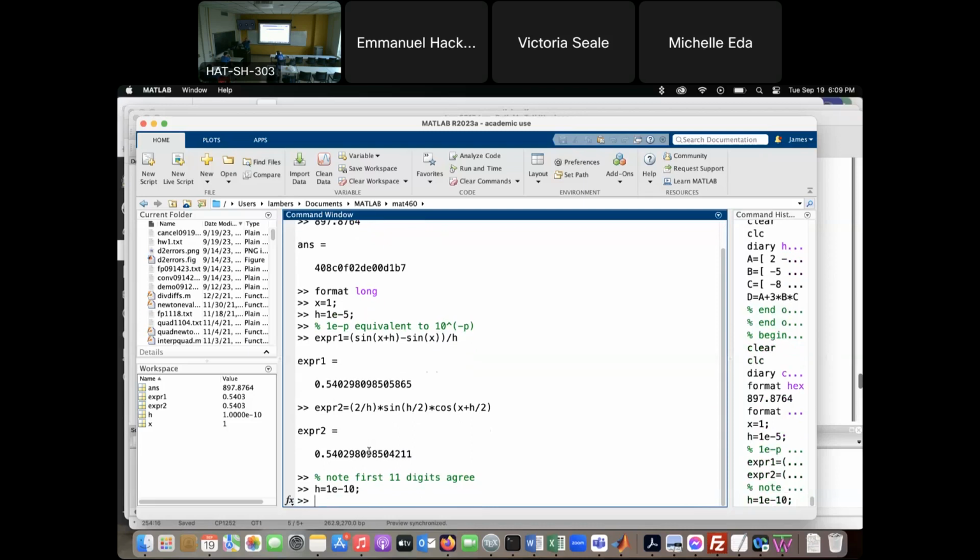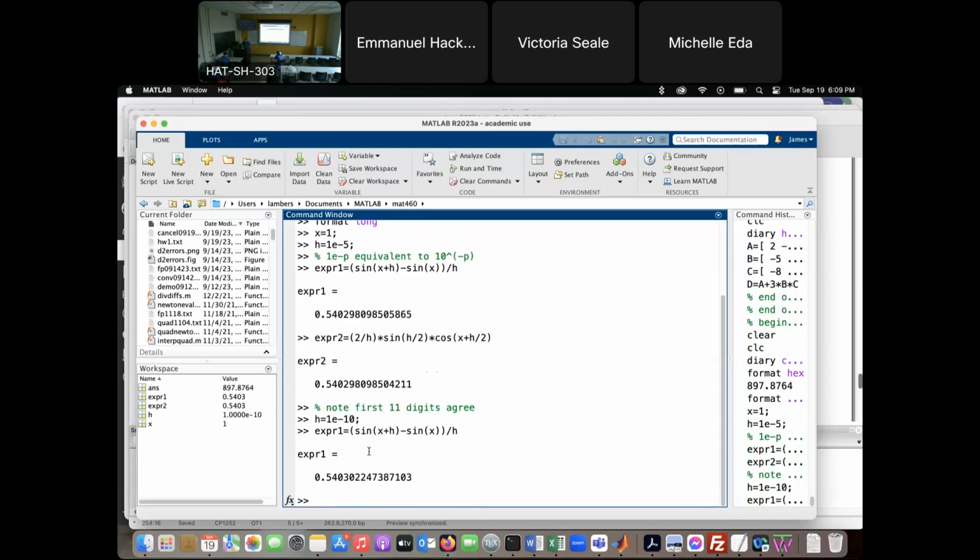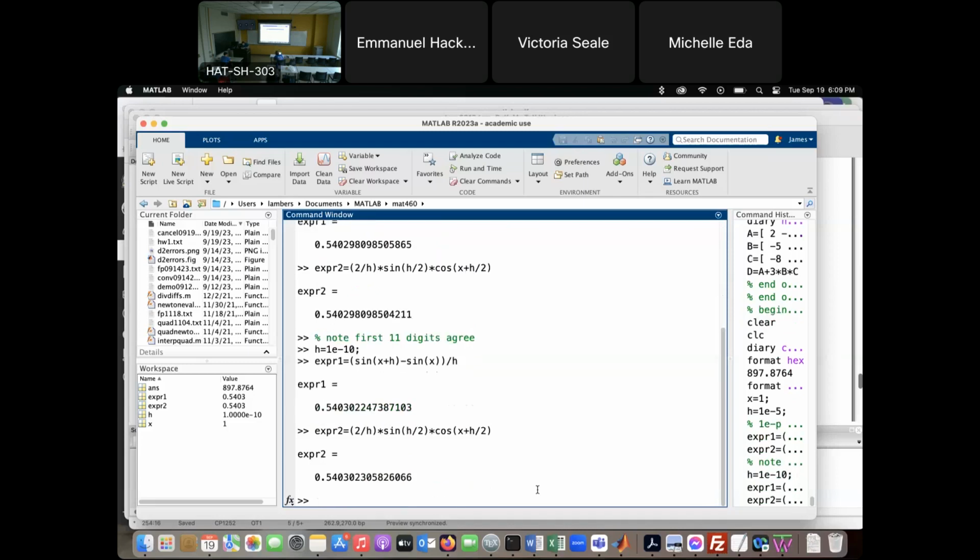Okay, if you're following along, you can use your up arrows to bring back this formula for expression 1. So we're going back to the expression, but now because h is changed, the value is going to be different. And then I do the same with expression 2. Now we copy expression 2 and then get a different result.